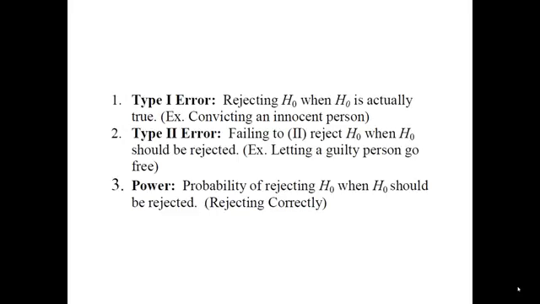Type 1 error, Type 2 error, and power. A Type 1 error is rejecting H sub 0 when H sub 0 is actually true. Example: convicting an innocent person. Type 2 error is failing to reject H sub 0 when H sub 0 should be rejected. Example: letting a guilty person go free. Number 3, power: the probability of rejecting H sub 0 when H sub 0 should be rejected, or rejecting correctly.